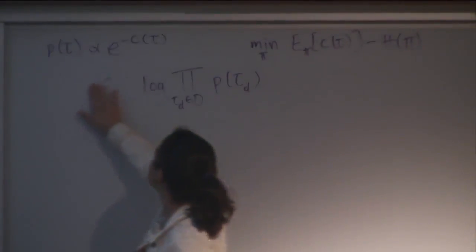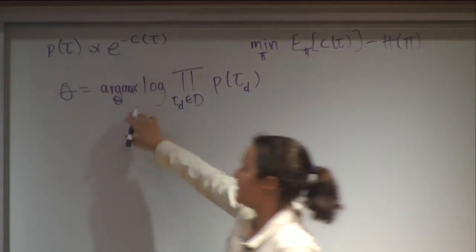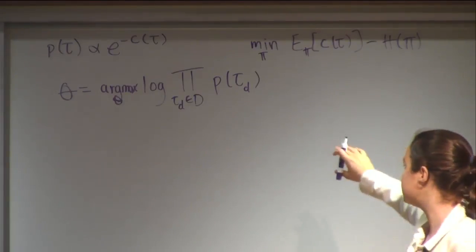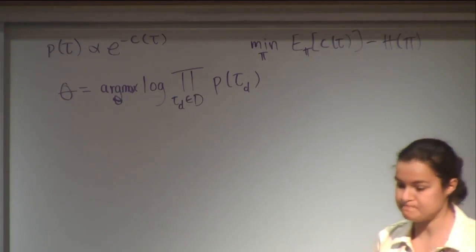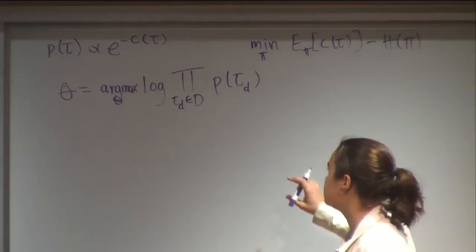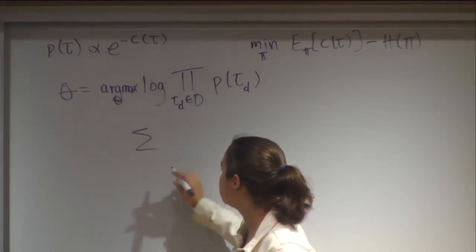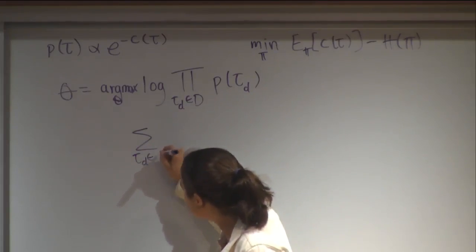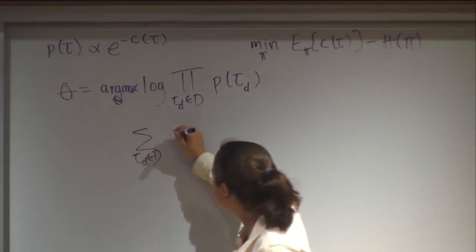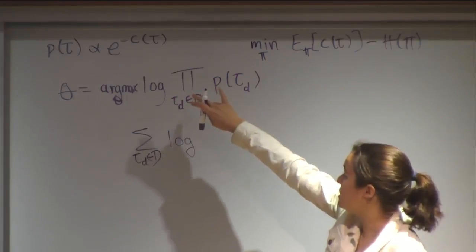Should there be a max? Oh, yes, sorry. So we're going to have this optimization problem that's taking the argmax over theta, and this is the log likelihood of our demonstration trajectories. And so one thing we can do is we can take the product outside of the log, make this a sum over our demonstration trajectories in our data set of the log, and then I'll substitute e to the negative cost in here.